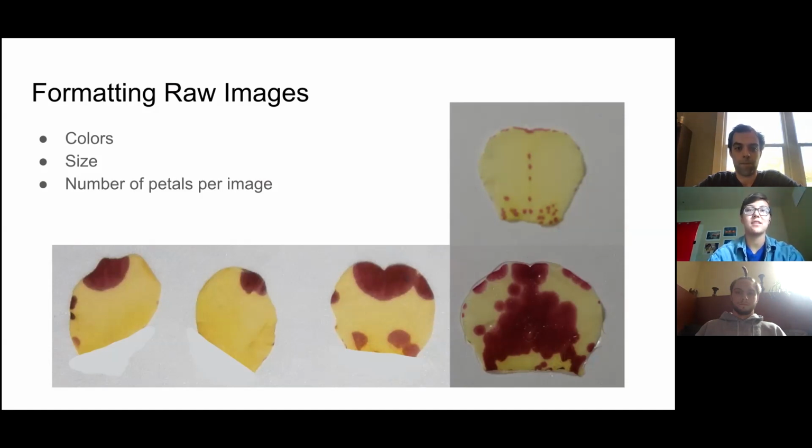Here are some of the differences between the images: different colors, different color spaces. Like some of them are in black and white, some of them are in full color. There are different size images. Some images have more than one petal per image, so here you can get an idea of the kind of variety that we deal with.